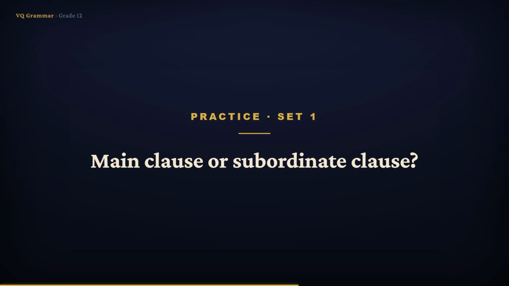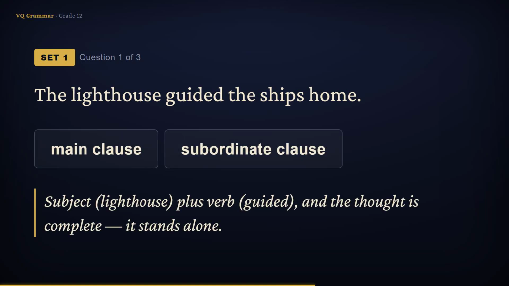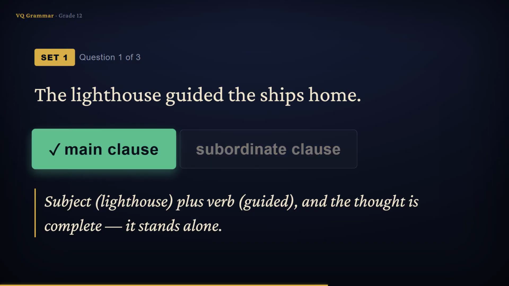Let's practice. In this first set, I'll show you a clause, and you decide, is it a main clause that could stand alone, or a subordinate clause that leans on something else? Pause the video and choose before I reveal each answer. The lighthouse guided the ships home. Does it have a subject and a verb? Yes, the lighthouse guided. And is the thought complete? It is. Nothing's left hanging. There's no signal word making it lean, so this one stands on its own.